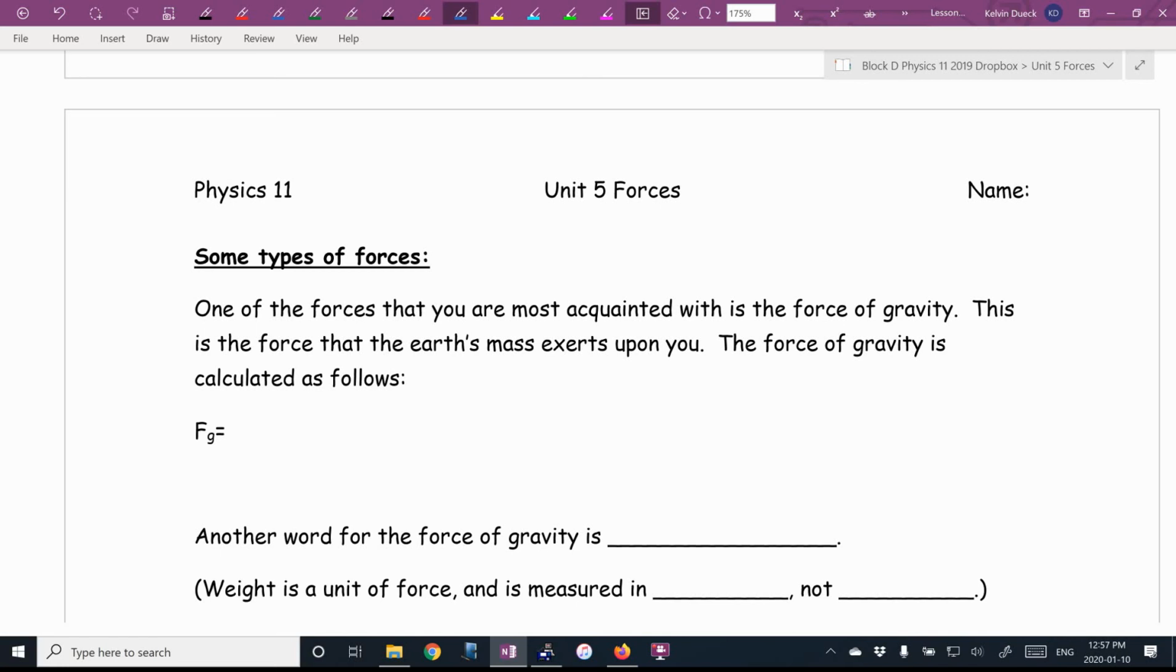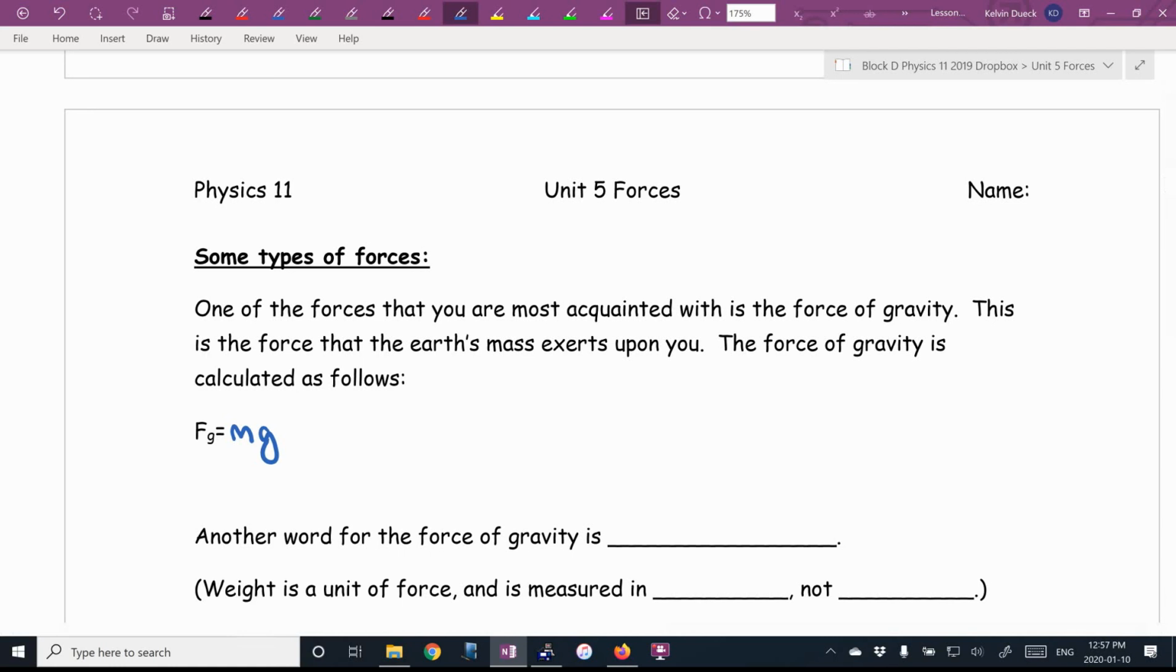Gravity is the force that the Earth's mass exerts upon you. The force of gravity is calculated as follows. We start out with Ayla, F equals what? We think F equals ma. Don't write that down. I say a is the acceleration due to gravity, so I put a lowercase g there. And I did give you that formula on your formula sheet, but you'll probably end up memorizing this one because it's such a subtle derivative of F equals ma. F equals what? What's another word for the force of gravity?